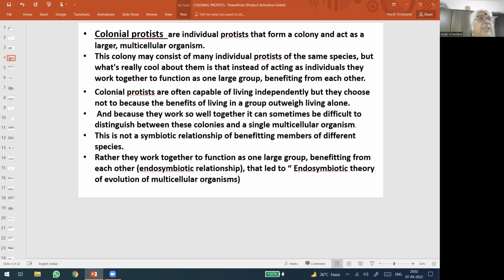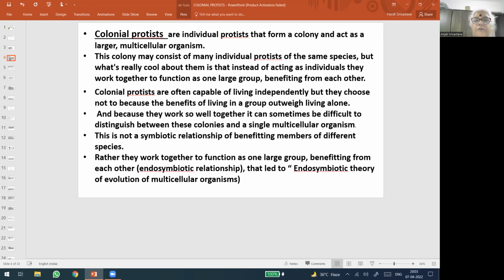यहाँ पर सेम स्पीशीज के लोग एक साथ रह रहे हैं और एक दूसरे को लैटर कोर्स में धीरे धीरे सपोर्ट भी करने लगते हैं, एक दूसरे को बेनिफिटेड भी करने लगते हैं. And that may be called as endosymbiotic relationship. Internally, the members of the same species are supporting each other, benefiting each other, and that is called as endosymbiotic relationship. And this relationship led to endosymbiotic theory of evolution of multicellular organisms.